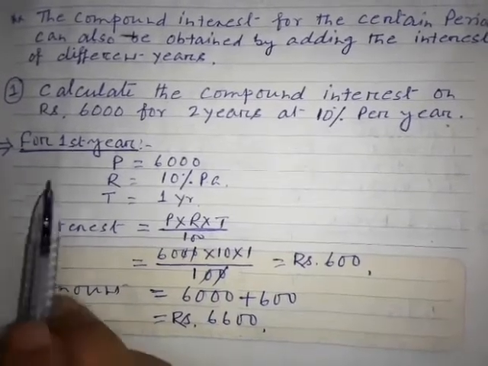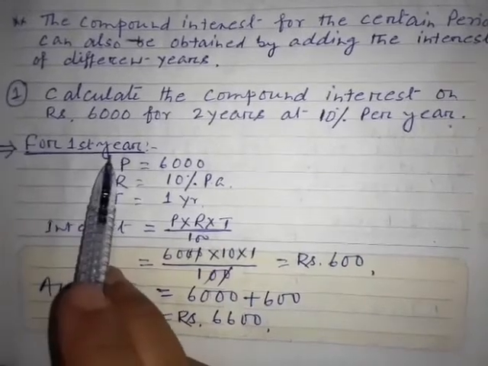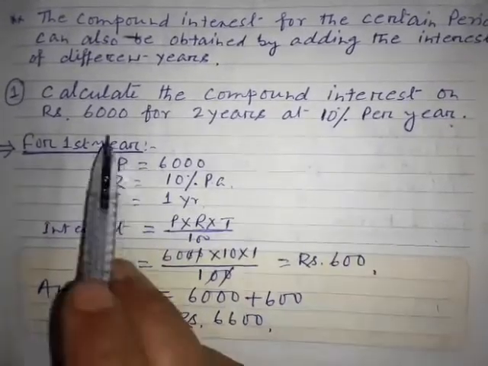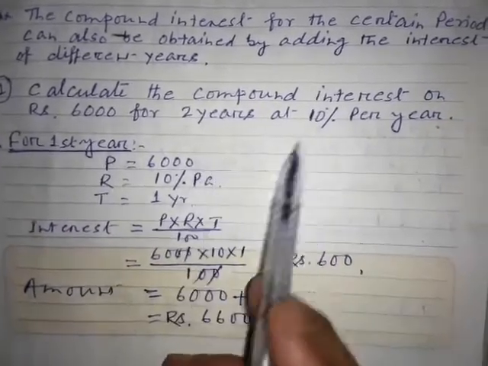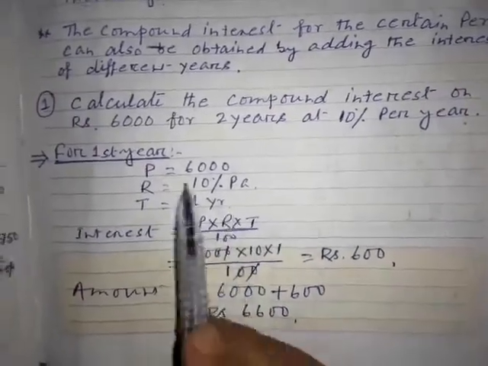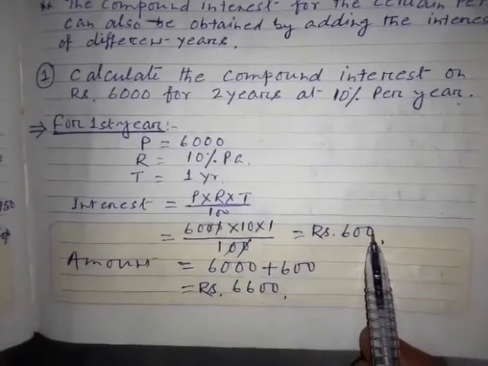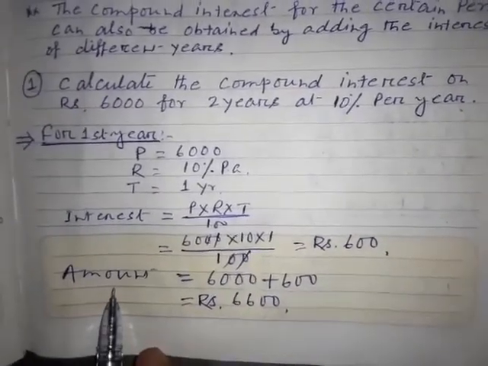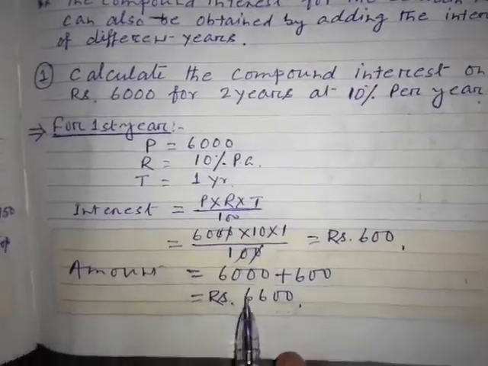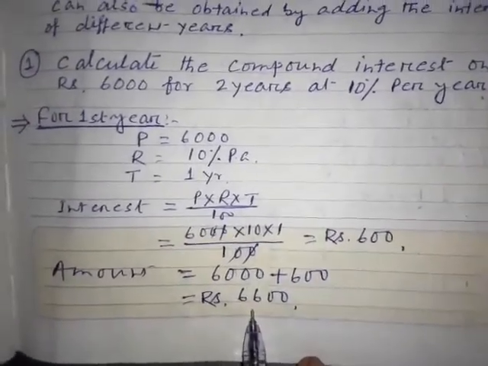How do you calculate for the first year? Here 2 years is there, so I'm calculating for the first year. What is the principal? 6,000. What is the rate? 10%. Your time will be 1 year. Now with 1 year, easily you can find the interest. Once you find the interest, you have to find the amount after the first year. What is the amount? 6,000 plus 600 equals 6,600.